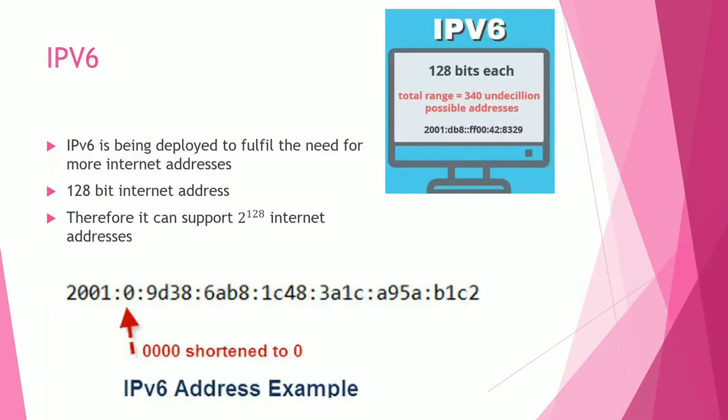Next, IPv6. IPv6 is a new Internet addressing system, Internet Protocol version 6. IPv6 is being deployed to fulfill the need for more Internet addresses. IPv6 utilizes 128-bit Internet address. Therefore, it can support 2^128 Internet addresses. In other words, there are more than enough IPv6 addresses to keep Internet operational for a very long time.